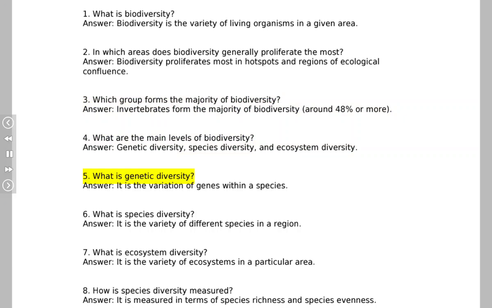5. What is genetic diversity? Answer. It is the variation of genes within a species. 6. What is species diversity? Answer. It is the variety of different species in a region. 7. What is ecosystem diversity? Answer. It is the variety of ecosystems in a particular area.